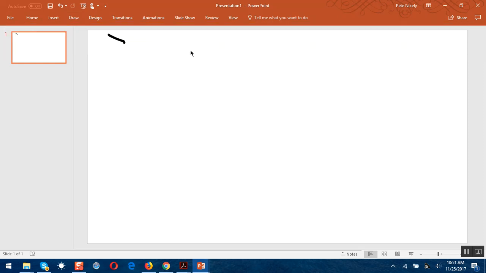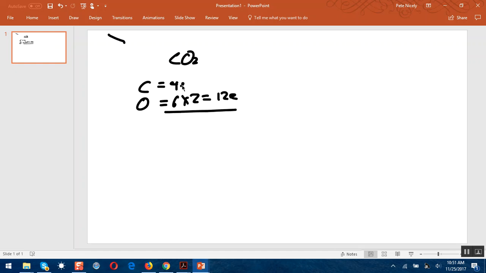Okay, so in the case of carbon dioxide, we go to the periodic table and look up carbon. Carbon has a group number of 4. Oxygen has a group number of 6, but there are 2 oxygens, so we multiply that by 2. That gives us 12 electrons. So we add the 4 electrons to the 12, which gives us 16 electrons, equal to 8 pairs. So we have 8 pairs to assign.